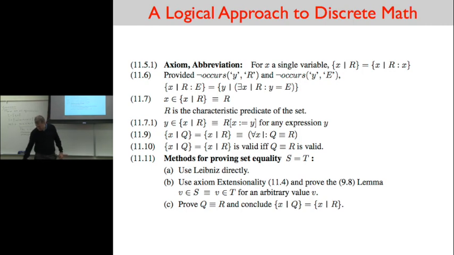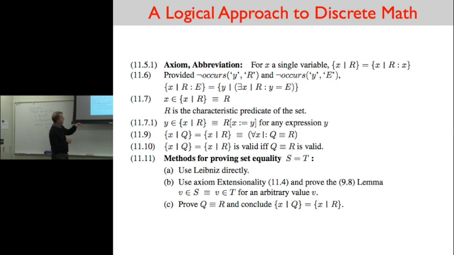So that was 11.10, okay? And now 11.11 is a little summary of methods for proving set equality. I want to comment about these. Use Leibniz directly. That's just very rare. Let's not even think too much about that one.